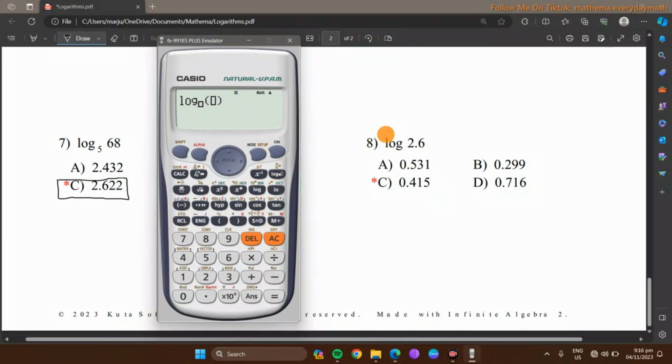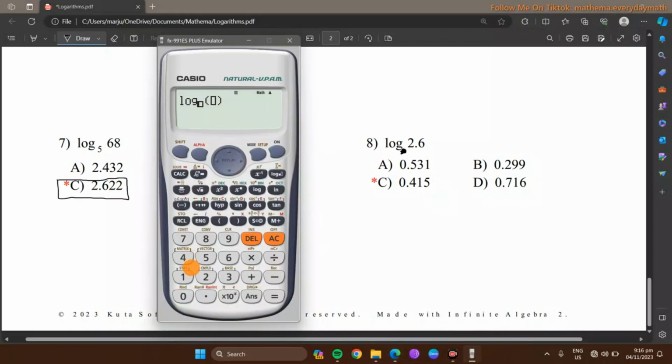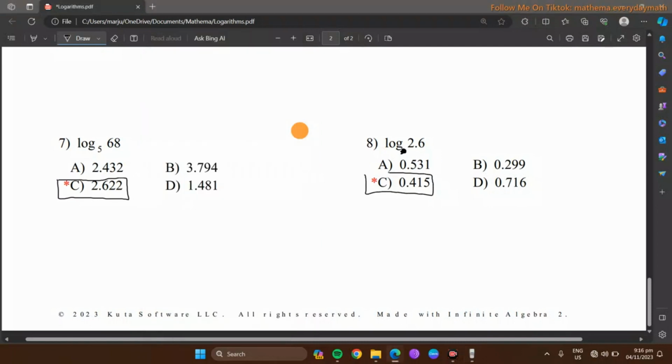And then for number 8, this will give us log. Again, when you are seeing only log without numbers here, this is automatically base 10. That is just equal to log of 2.6 base 10. So we will write base 10 and then 2.6. That will give us 0.415 as our answer. Alright?